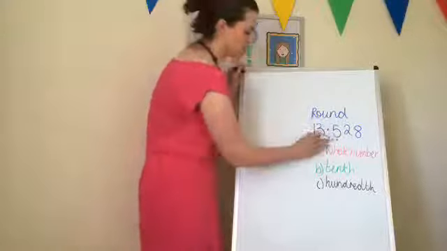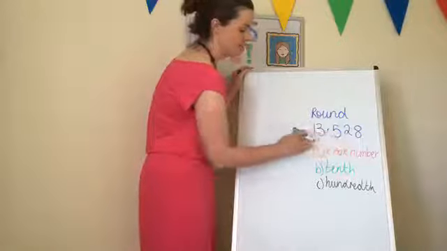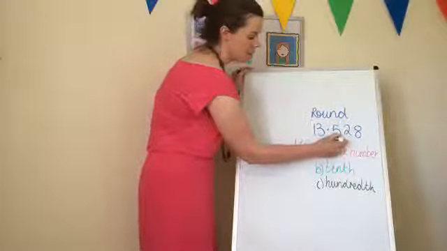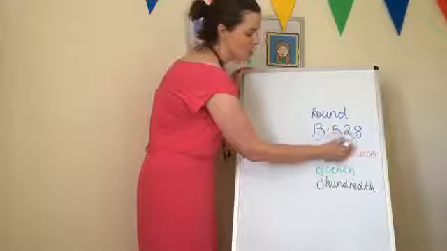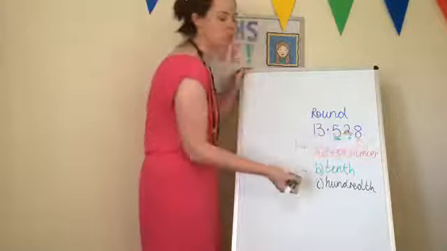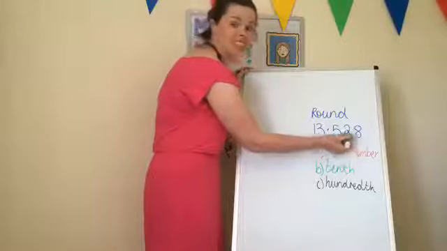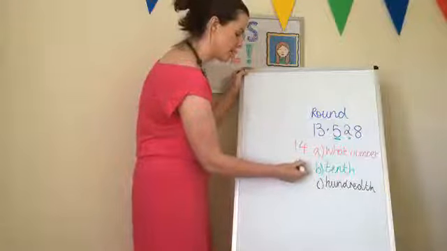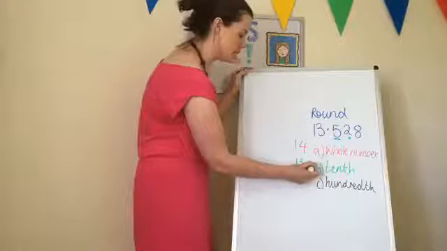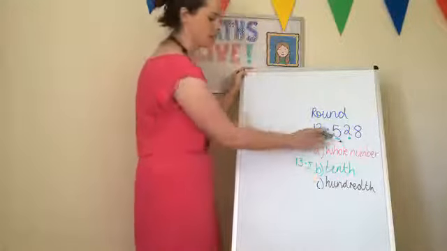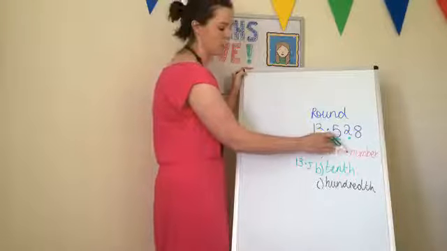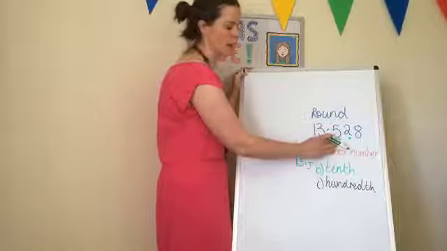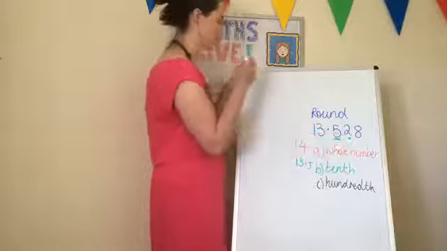Now for the second one, we're doing it to the nearest tenth. So here's our tenth digit, and the digit to the right tells us what to do. 2 tells us to round down, so to the nearest tenth, it is 13.5. You keep the 13 part the same. It's the 5 that we're looking at, and the 2 has told us to keep it the same.